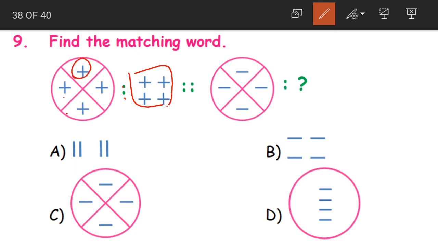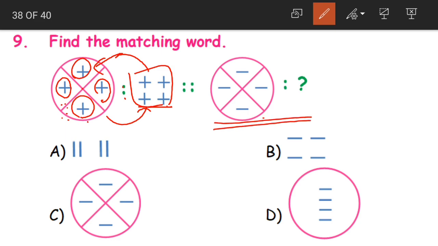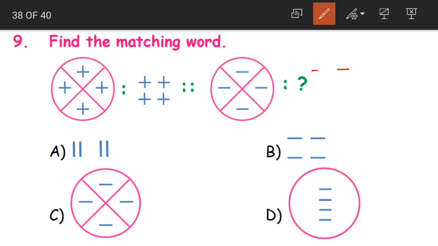See, inside the circle we are having 4 plus signs. So that is our second figure. What is the second figure? It is nothing but the plus signs that are inside our circle. So in the same way, for the second pair, what should be the missing figure? In these circles we are having 4 minus symbols. So in our missing figure there should be 4 minus symbols.